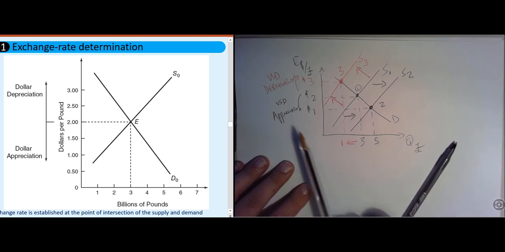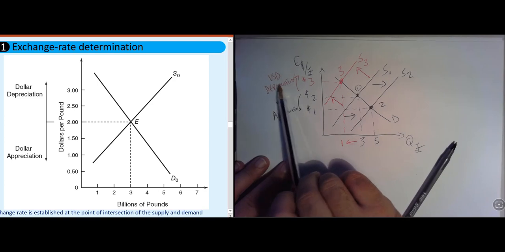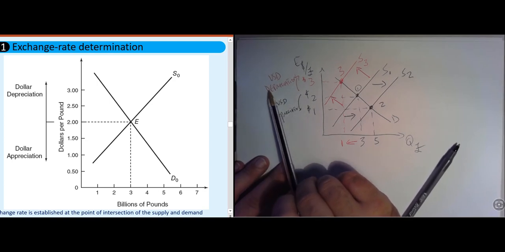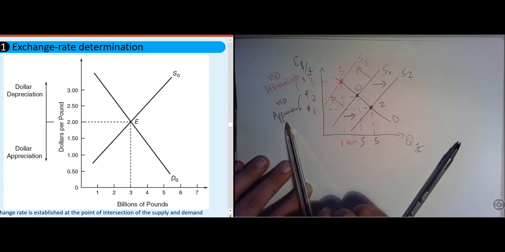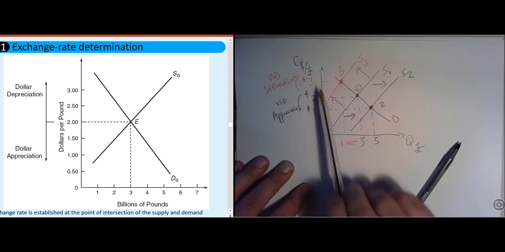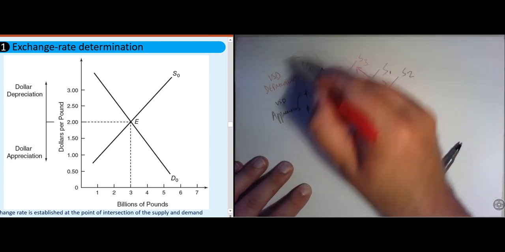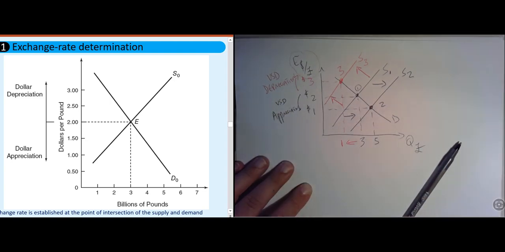Note that you could also interpret this as a British pound appreciation because it's synonymous to US dollar depreciation. And you could interpret US dollar appreciation as a British pound depreciation. Obviously, we are talking just about this currency pair, dollar versus the pound.